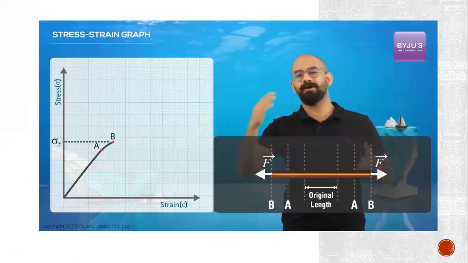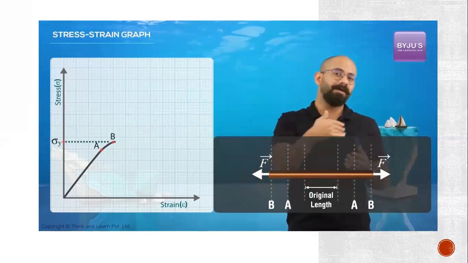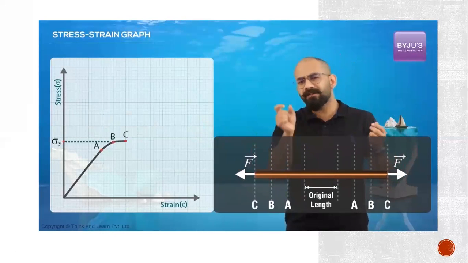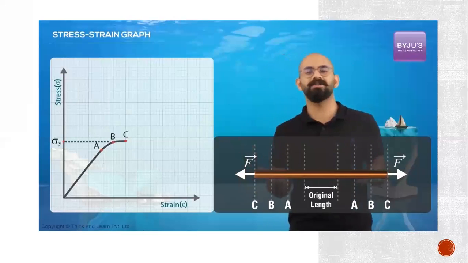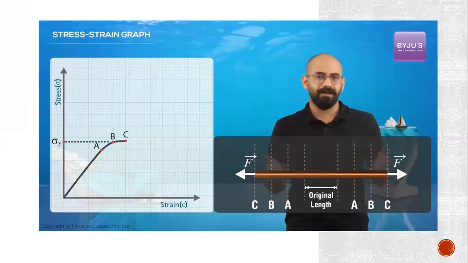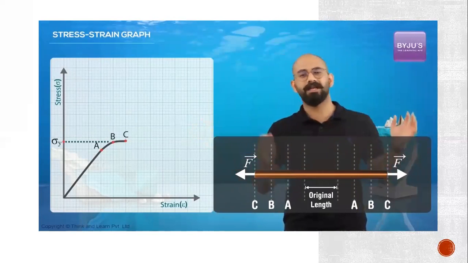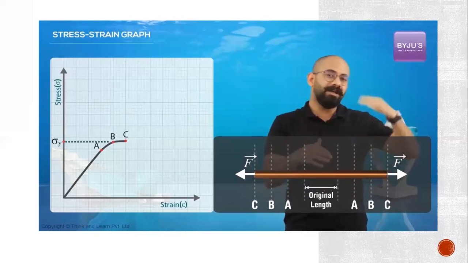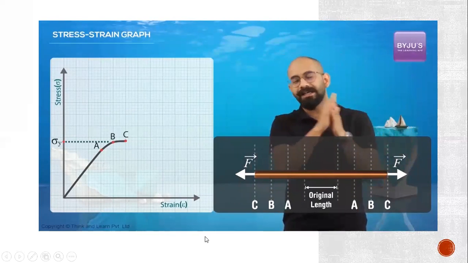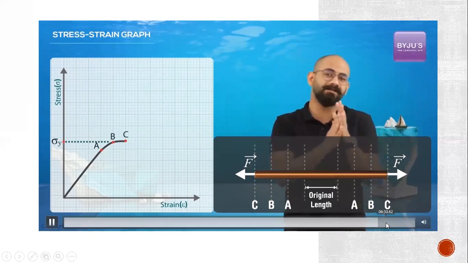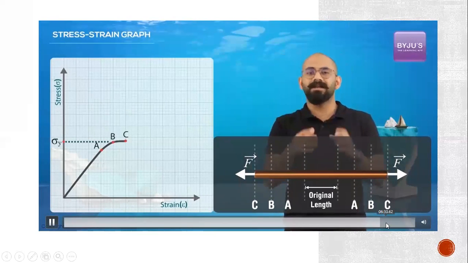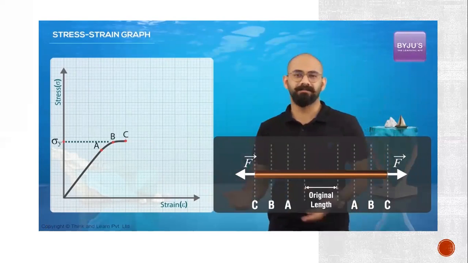Now then, of course, there is another point C, where from B to C, even for a small increase in stress, there's a very large increase in strain. So for a small force also, large elongation. And then from C onwards, the slope is increased. It's not that small, it's slightly increased. So the elongation is not as much as in the previous case.